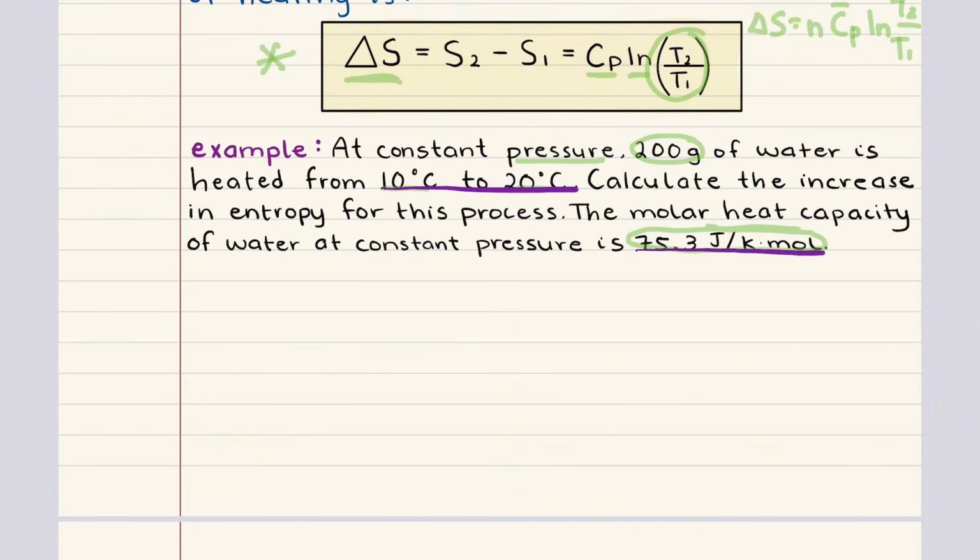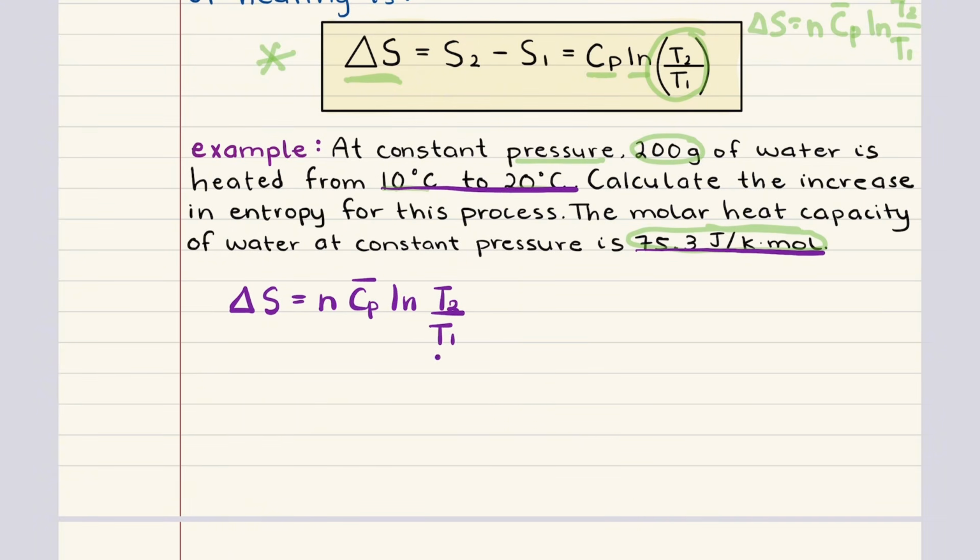In addition, you'll notice that the temperature change here isn't super large. In those cases, we can treat Cp as being temperature independent. So for these 10 degrees, that's going to be a perfectly fine approximation. This is going to allow us to set up that delta S is equal to n times molar Cp times the natural log of T2 over T1.